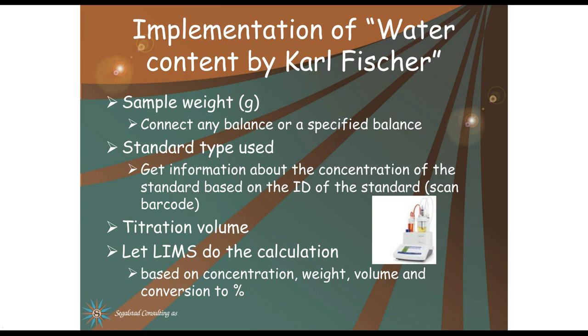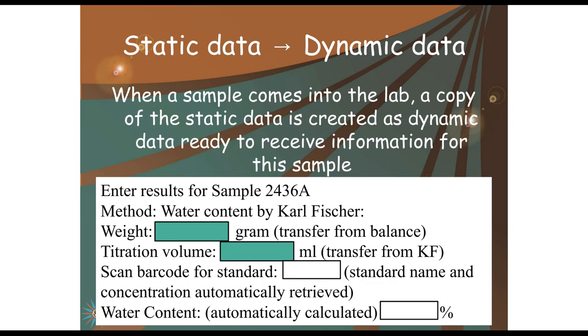We enter that we will use a Karl Fischer instrument. If we had only one, we can link that one directly. But if we have more, do the same way as with the balance. The instrument will give the titration volume when the method is used for a sample. Finally, we set up the calculation formula so that LIMS can calculate the results based on concentration, weight, volume, and a conversion to percent.